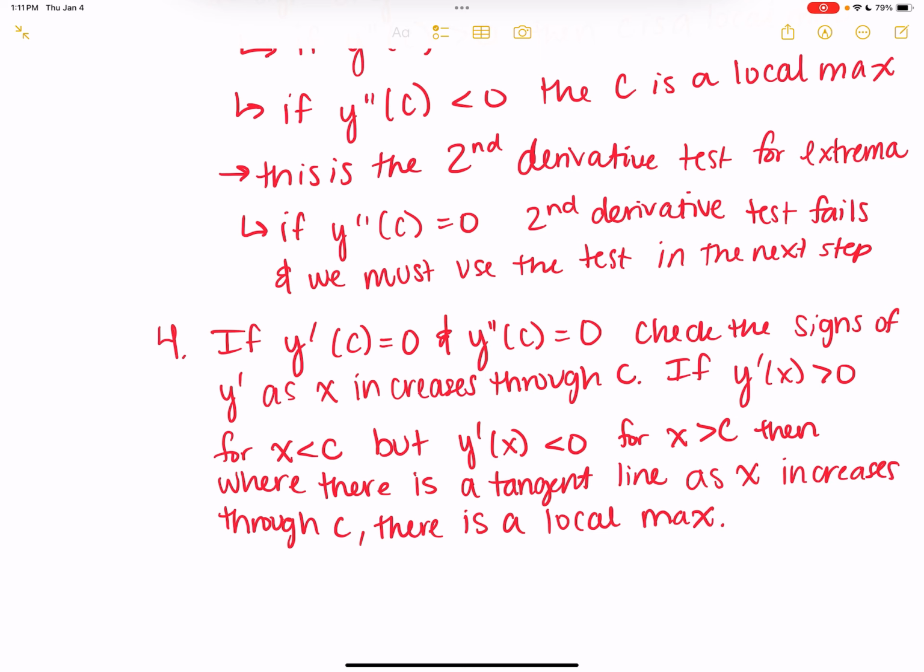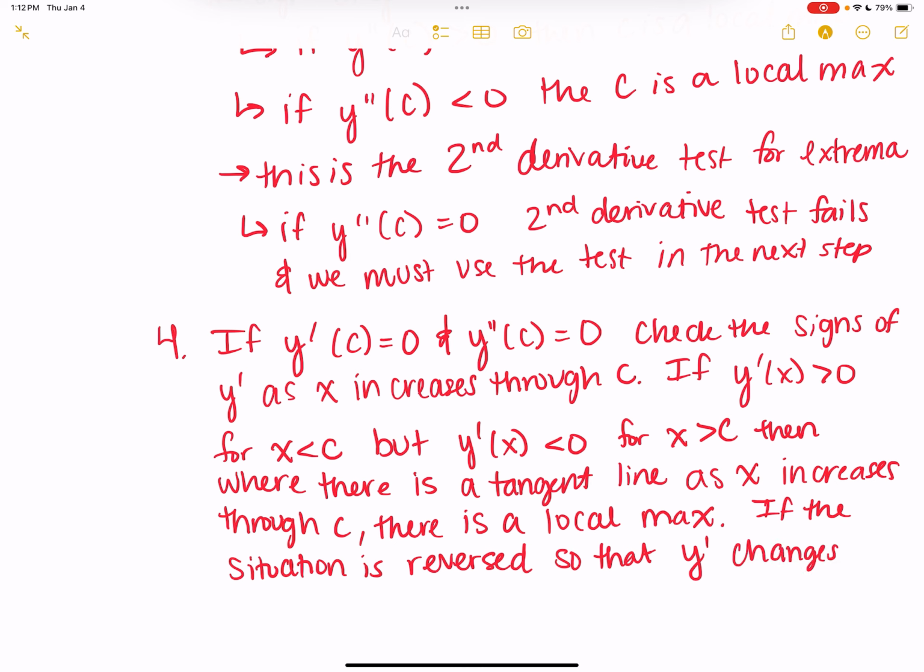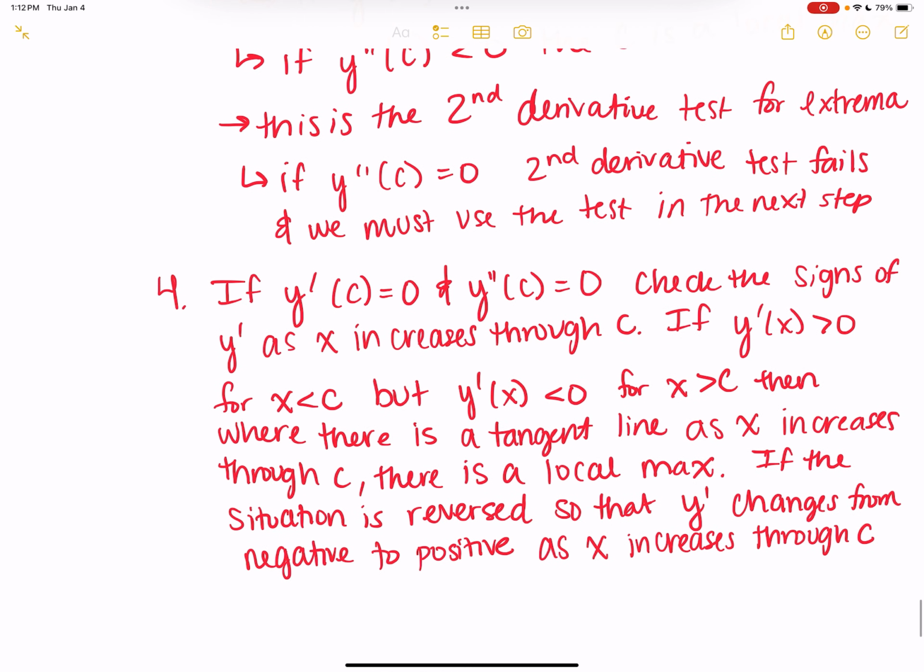So then I'm not going to write the whole thing again, but if the situation is reversed, so that y prime changes from negative to positive as x increases through c, then c is a local min.